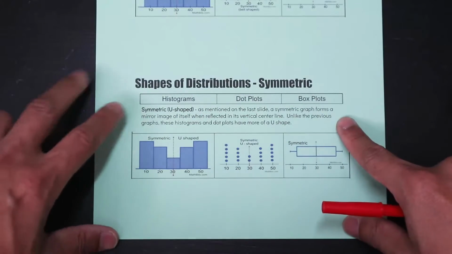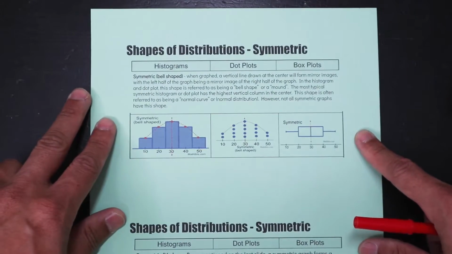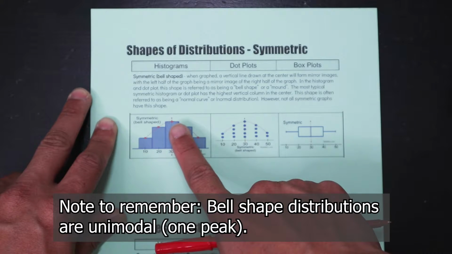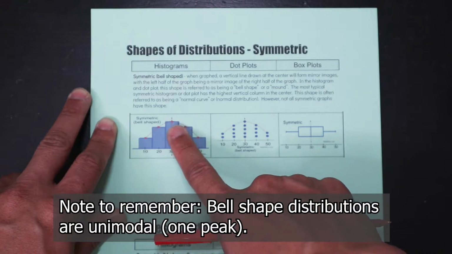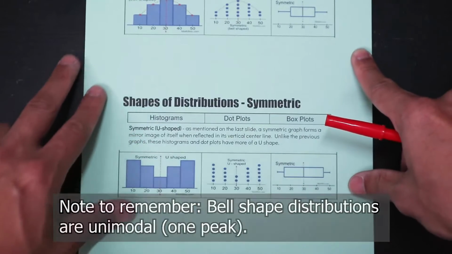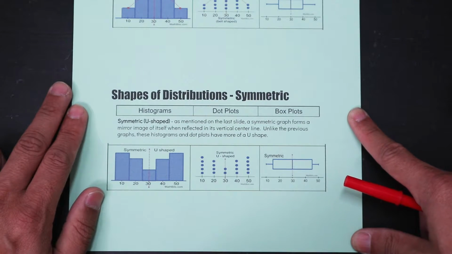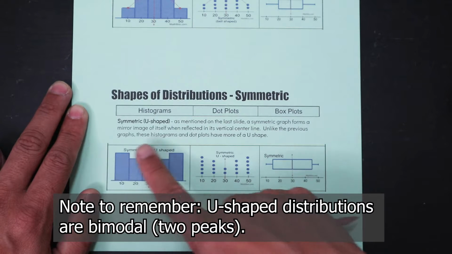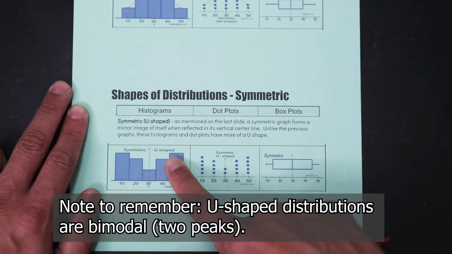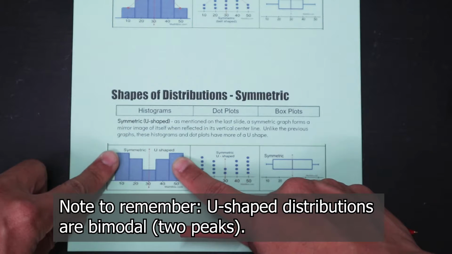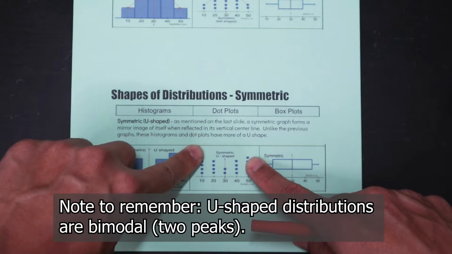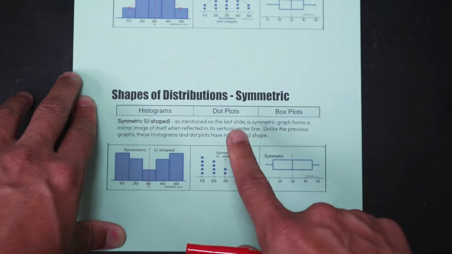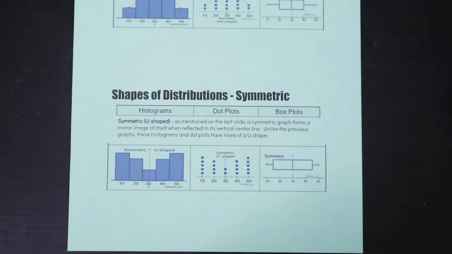Now here, let's go back to the bell-shaped curve. All bell-shaped curves are mostly unimodal. Unimodal means there's only one peak right in the middle, right? One peak, one peak, one peak. But a U-shaped distribution is bimodal because the peaks are usually at the beginning and at the end of the distribution. So here you have two peaks that are the same height, so we call it bimodal. Likewise here, and you can't really see it in the box plot, but mostly in the dot plot and histogram.